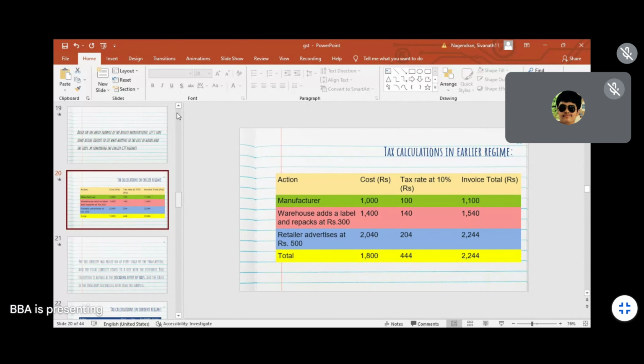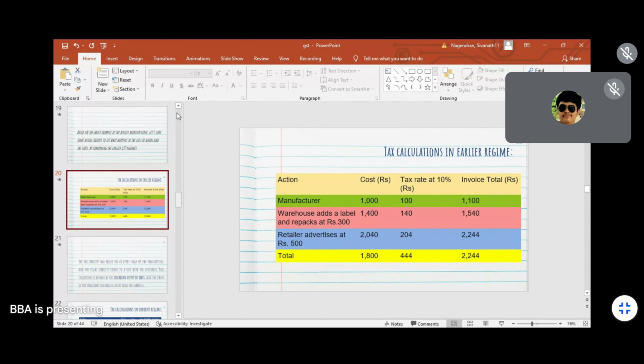So this is the current calculation after the GST has arrived. The same product, the manufacturer is saying that the cost of a product is 1000, 10% of tax, so it is 1100, right? Again, in the warehouse for labeling and repacking, they have added 300, but here the 300 has been added to the cost. It is not added to the invoice total.